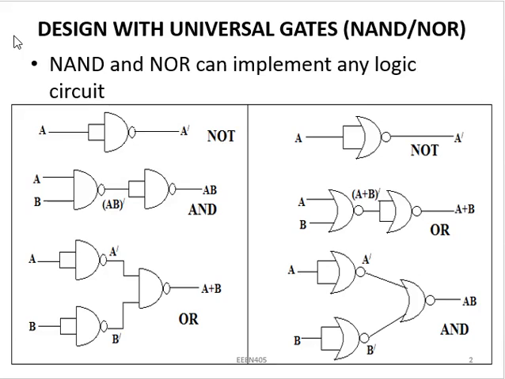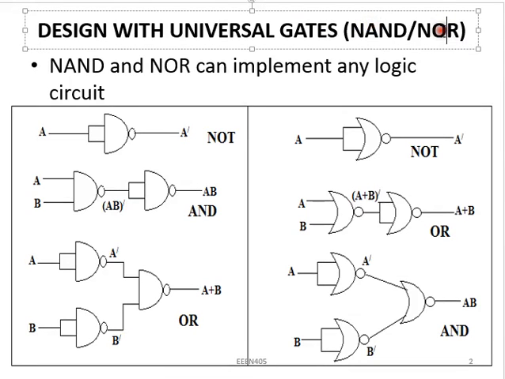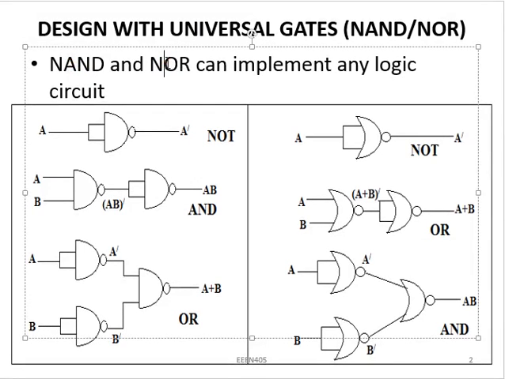The first thing here is design with universal gates, and these universal gates are NAND gates and NOR gates. The reason why NAND and NOR are called universal gates is the fact that they can be used to implement any logic circuit. For us to prove that, here are implementations of 3 basic logic gates using NOR and NAND gates. The first thing, if we want to implement an inverter using NAND gates, this is what we do.